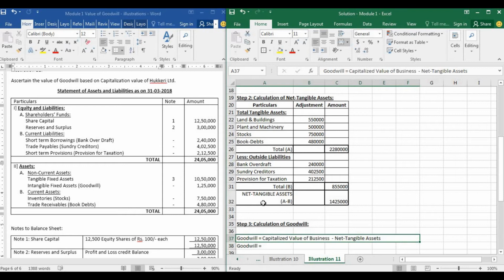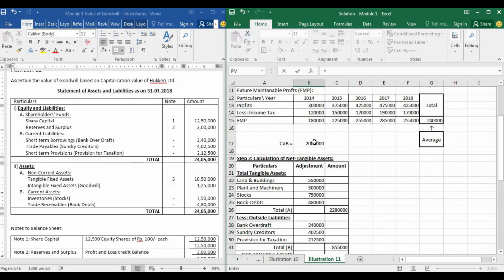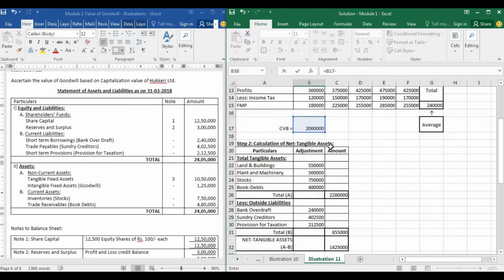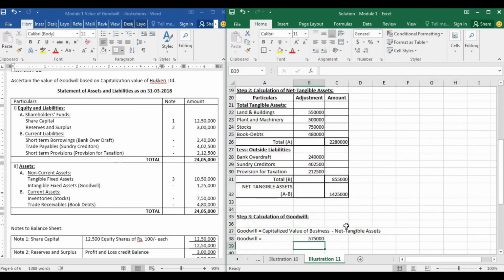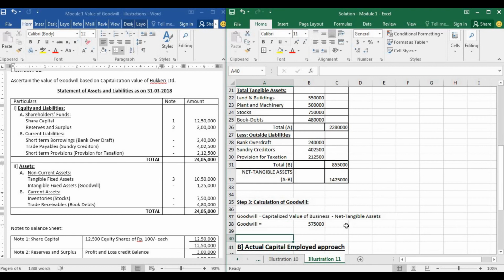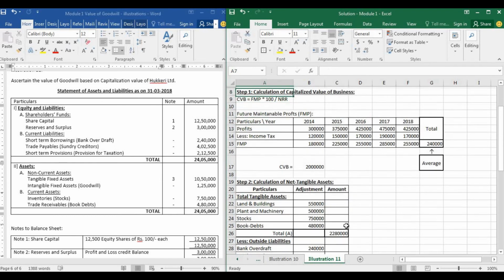Now we will find out the value of goodwill. Formula is capitalized value of business minus net tangible assets. We have calculated both. So first, let us take the capitalized value of business. It is here. It is 20 lakhs minus 14,25,000. So we get 5,75,000 as the value of goodwill. Okay, that is using net assets approach.